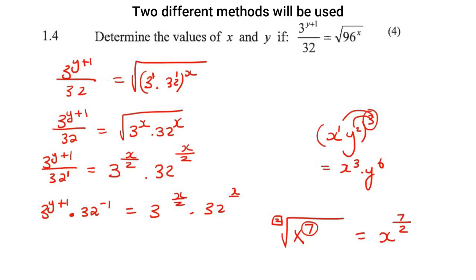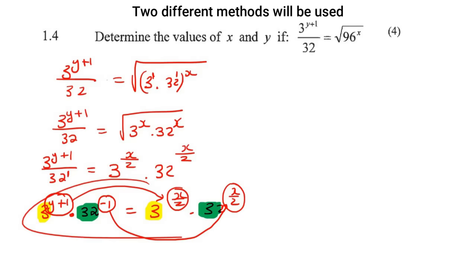Okay, so for this side to be the same as this side, what we can see is that this part and this part is already the same, and then this part and this part's the same. So what we need to try to do is make this the same as that, and make this the same as that. Then these two sides are equal. So we want to say that y plus 1 must be the same as x over 2, and minus 1 must be the same as x over 2.